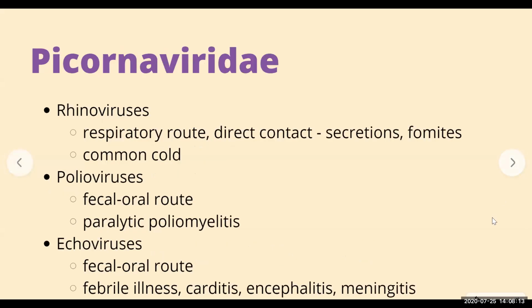Then we have your picornaviridae. Under this, you have the rhinoviruses. So, respiratory route, direct contact, secretions, fomites. This is the cause of your common cold. Ang fomites, these are inanimate objects that can become contaminated with infectious agents and serve as a mechanism for transfer between hosts. So, they can spread the disease, no? Fomites are also called passive vectors.